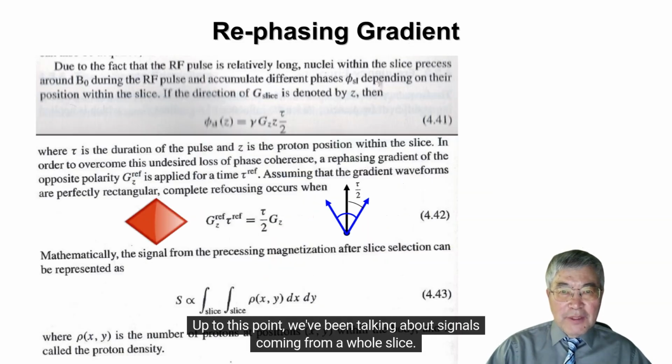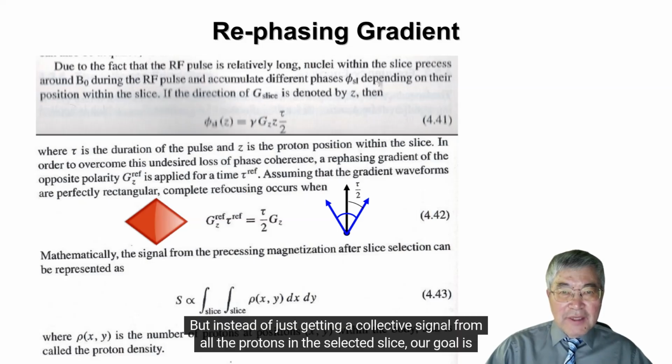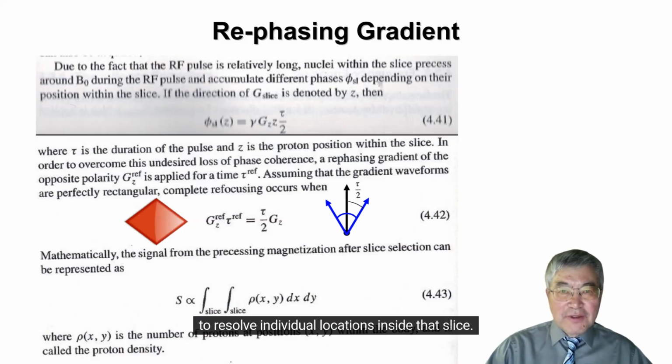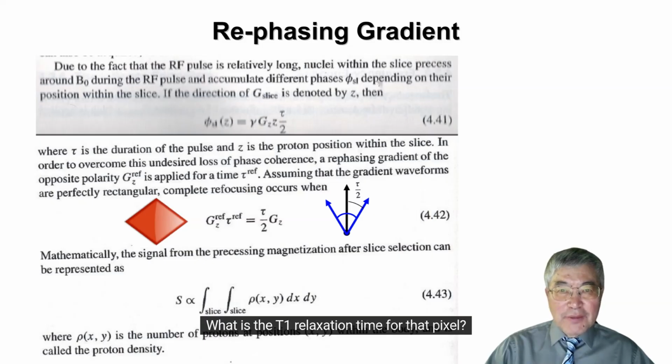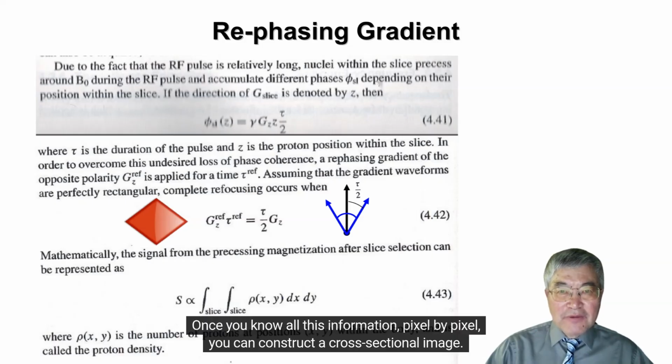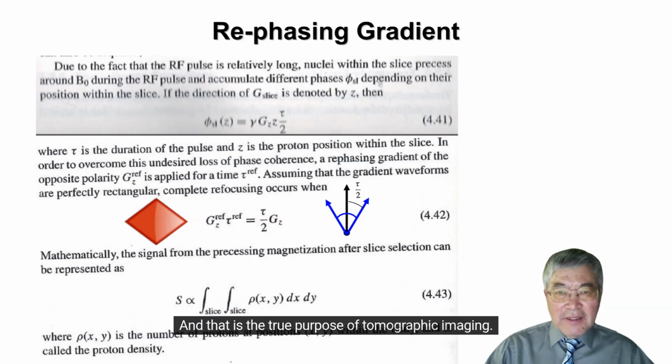Up to this point, we've been talking about signals coming from a whole slice. But instead of just getting a collective signal from all the protons in the selected slice, our goal is to resolve individual locations inside that slice. We want to know what is the proton density, often called ρ, at a given pixel location. What is the T1 relaxation time for that pixel? What is the T2 relaxation time for that pixel? Once you know all this information, pixel by pixel, you can construct a cross-sectional image. And that is the true purpose of tomographic imaging.